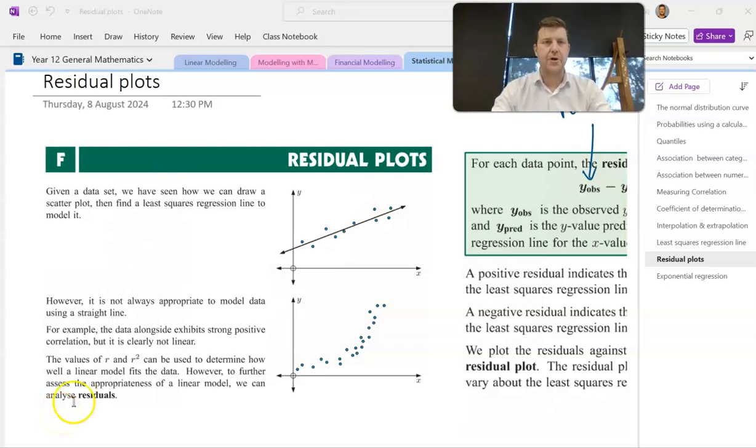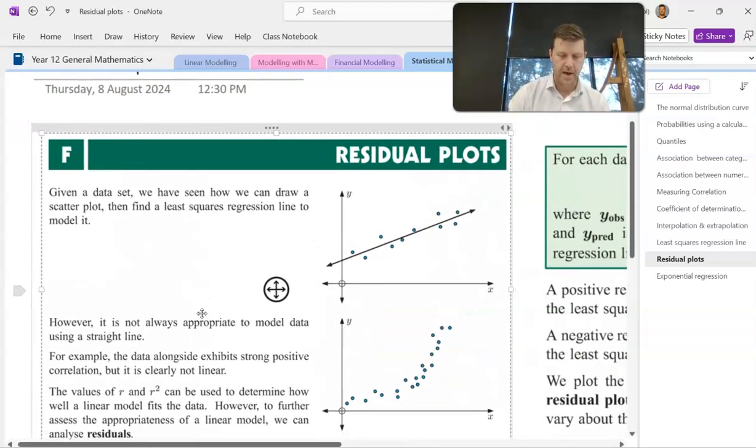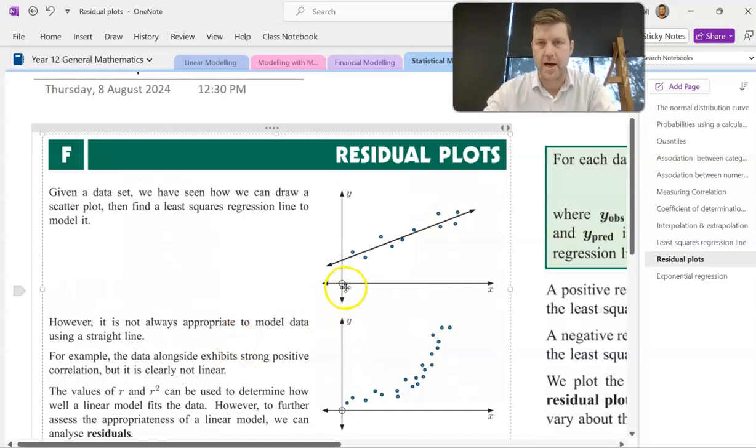Today's video is a bit of an introduction to residual plots. So far in the course, we've been looking at two sets of variables, usually numerical variables given in the form of x and y values, or those explanatory variables and the response variables, and plotting those onto a scatter plot and drawing a line of best fit using our graphics calculator. We've been using the least squares regression line method to draw that line of best fit.